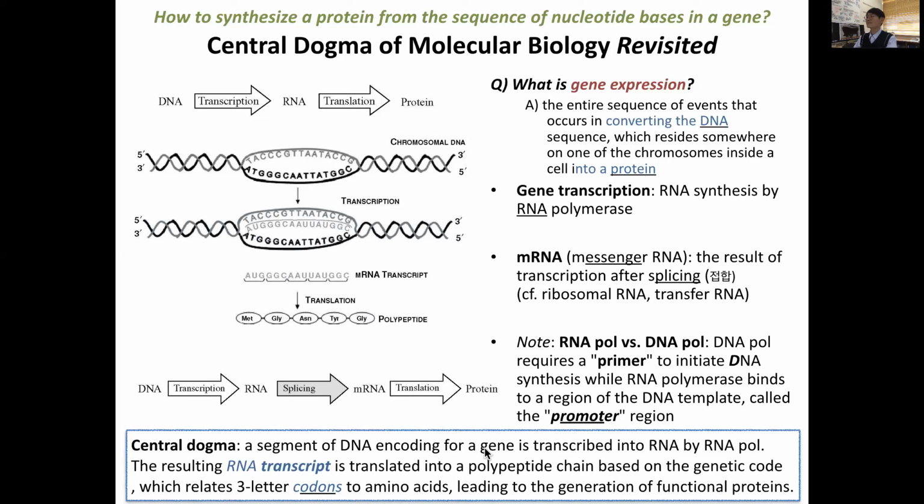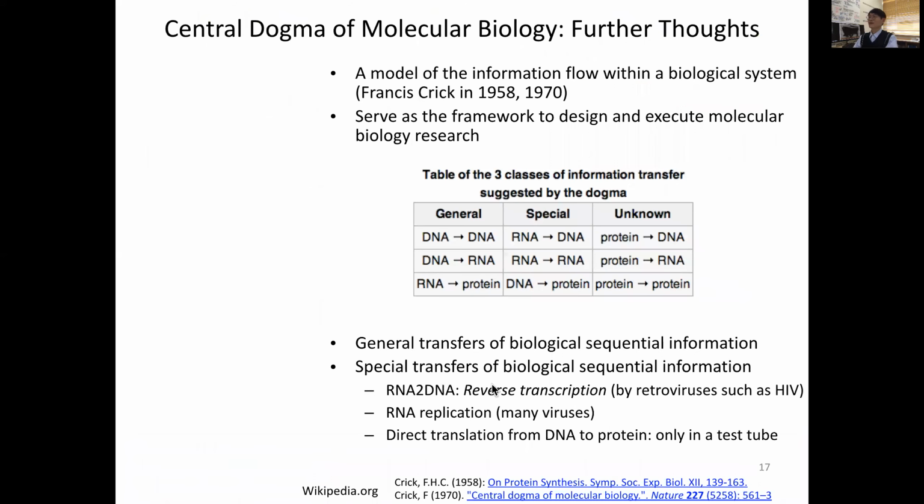So let's get into the central dogma of molecular biology a little further. The model of information flow within the biological system was proposed by Francis Crick in 1958, in a conference, and in 1970 in Nature. In that reference, Crick drew this figure of DNA, RNA, and protein.